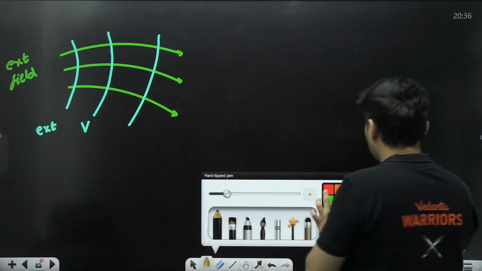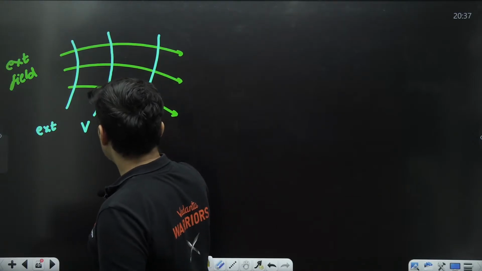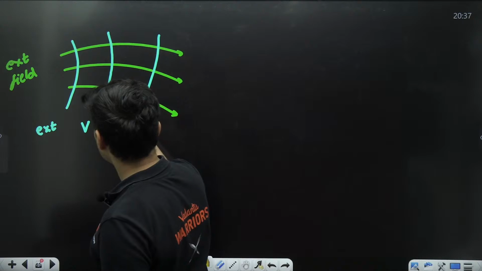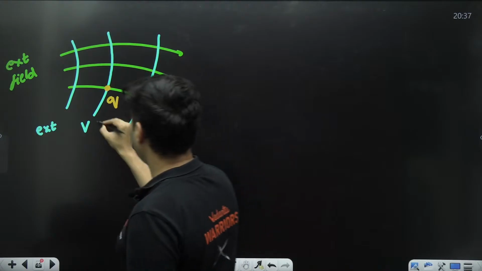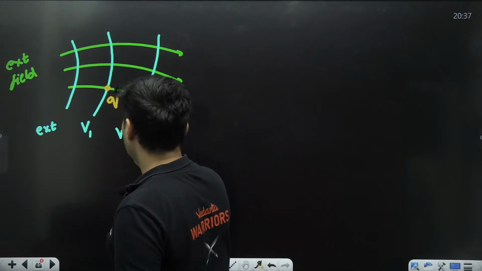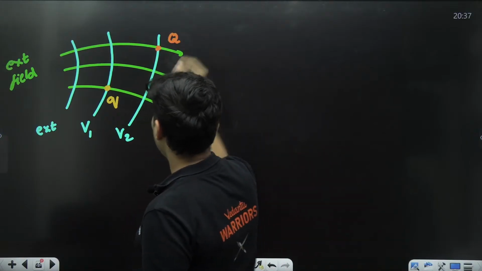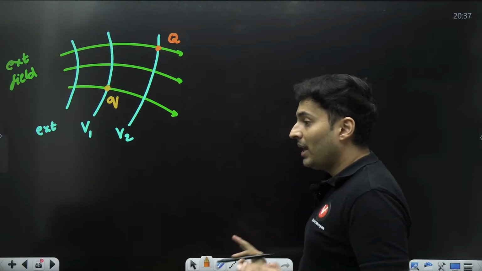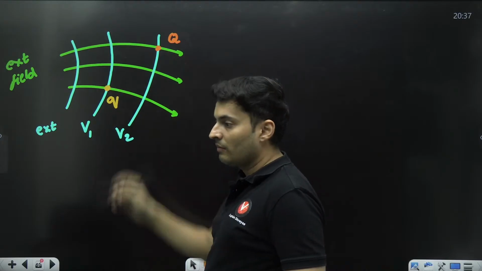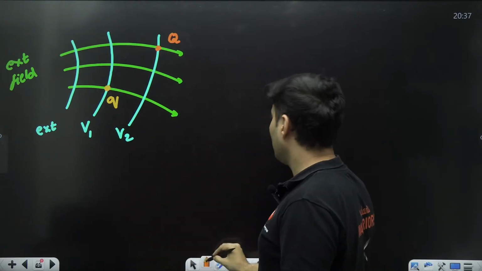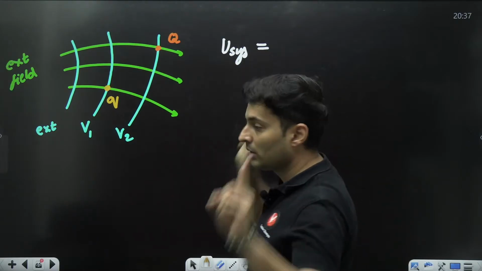And in this, I place a charge Q, maybe somewhere over here. Let's say this point's voltage is V1, this point's voltage is V2, and then I place another charge Q maybe over here. Then what will happen is the whole system will have a total energy of the following things.